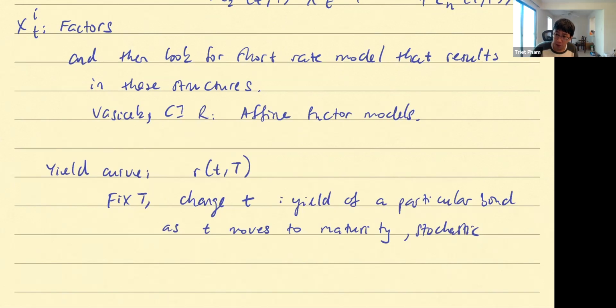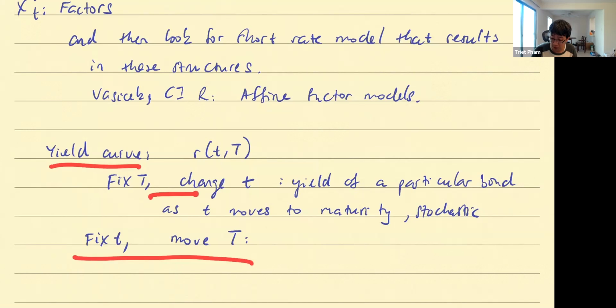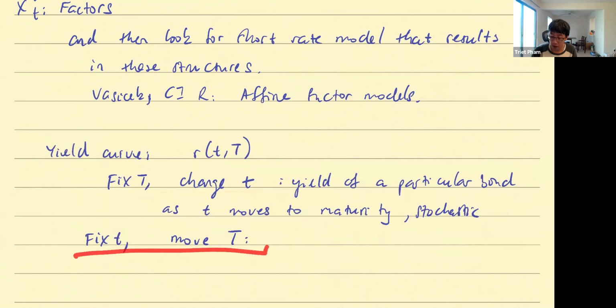A lot of times, which may be a little bit surprising, people care for this move: fix little t and move big T. This is the deal. When people talk about the yield curve, they talk about this. They don't talk about this. So that one little thing can trip you up if you don't know which one they're talking about. Why? Because this has a name, it's called term structure.